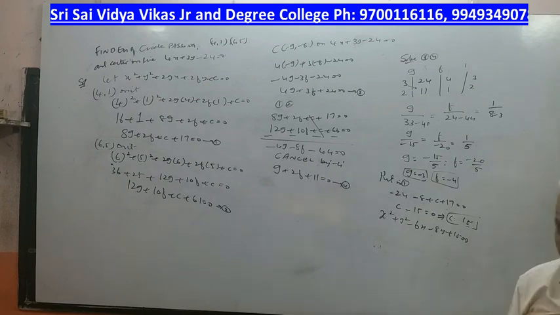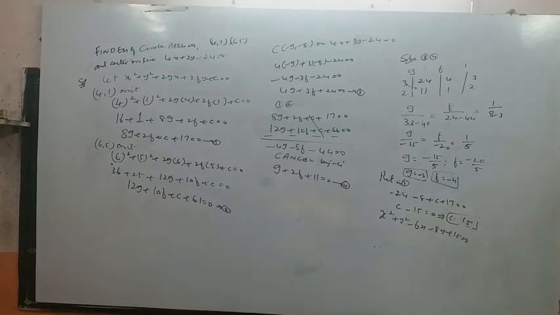Okay, these models are compulsory: 3 points, 4 points, 2 points, centered on the circle. Okay, let us see the next problem. Let us see one more problem.